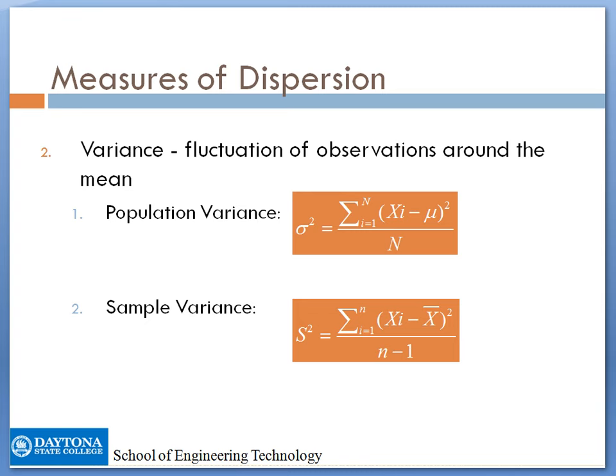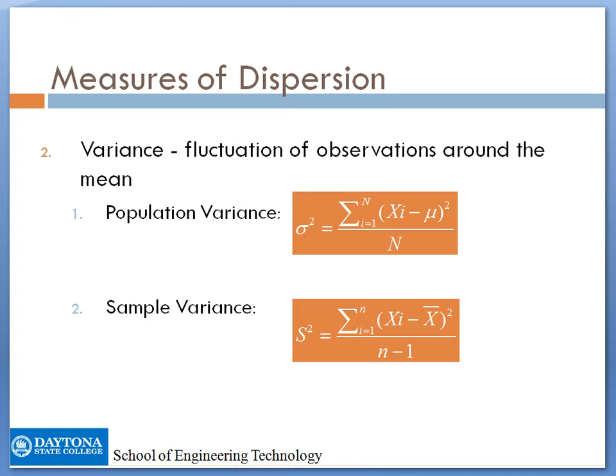A second type of measure of dispersion is known as the variance. And the variance helps to understand the fluctuation of observations around the mean. Remember that the mean is the average and is part of the measures of central tendency. Now, because we have population, which is the total collection of data, and we have sample, which is just a portion of that population, we also have a population variance and a sample variance.